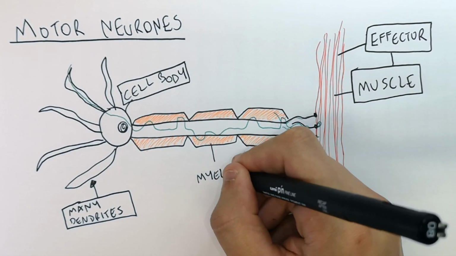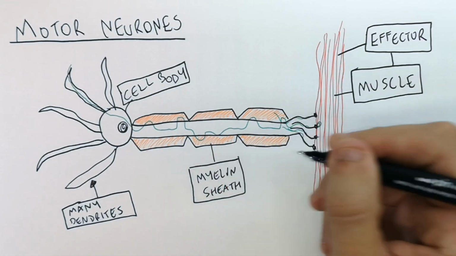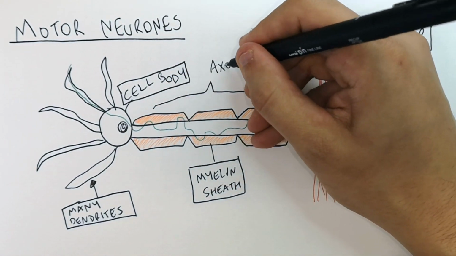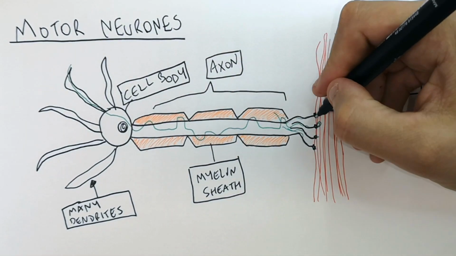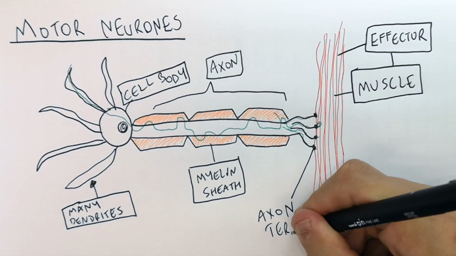So this here is the myelin sheath. Remember, the myelin sheath insulates the neuron, which is a fatty layer. This here is the axon. It is not a dendron. There is no dendron. This is an axon, and these are the axon terminals that connect to the effector from the axon.